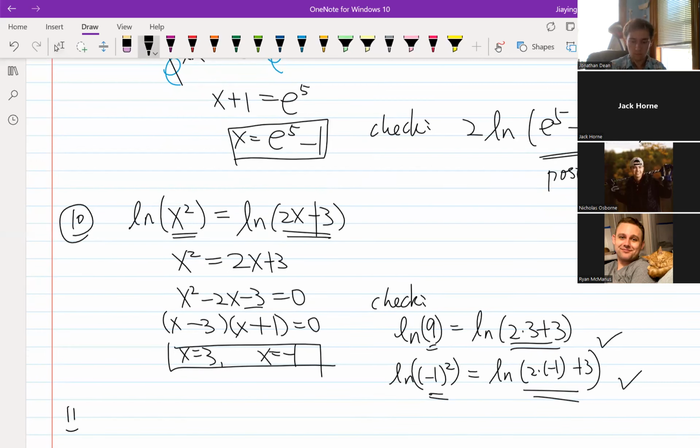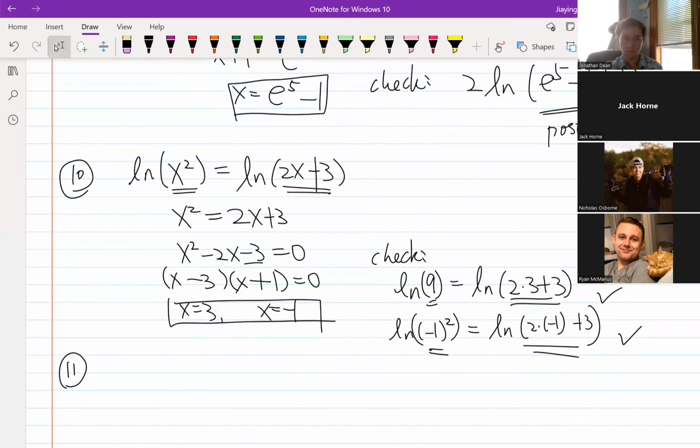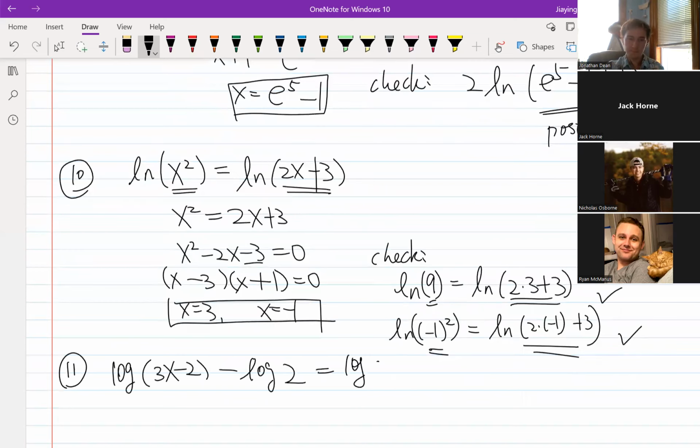All right, the next example I have, I'm almost done with those examples, is log of 3x minus 2 minus log of 2 equals log of x plus 4.